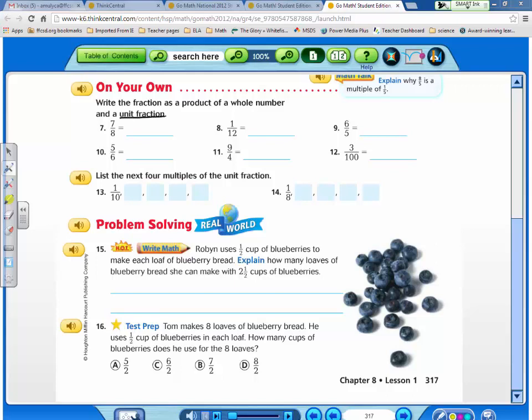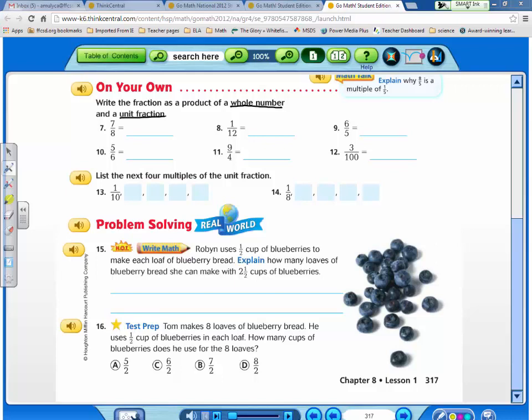A unit fraction is a fraction that represents one part of a whole, so the numerator would always be 1. A whole number is just that. It's a whole number, like 3 or 5 or 7. And product means I'm multiplying.